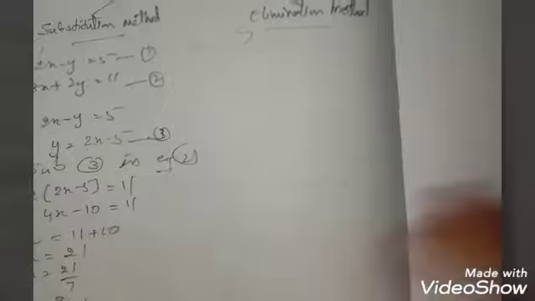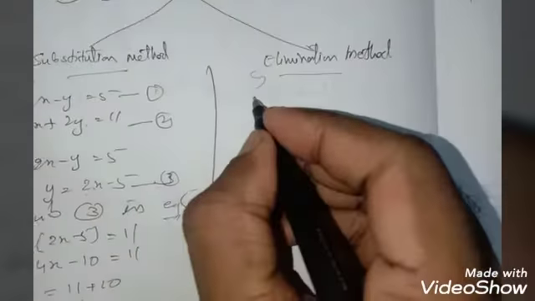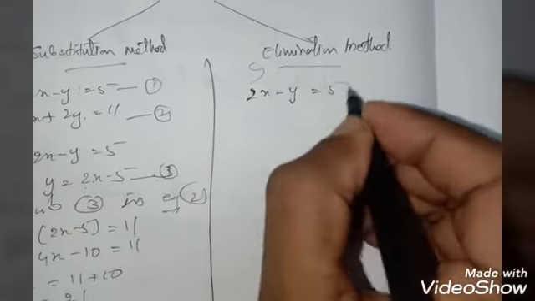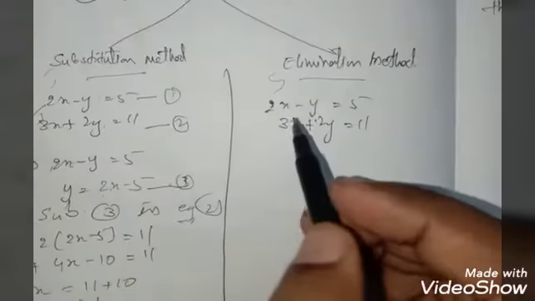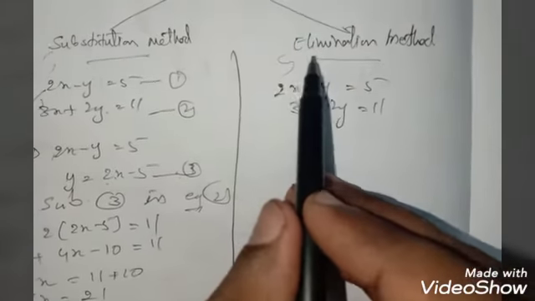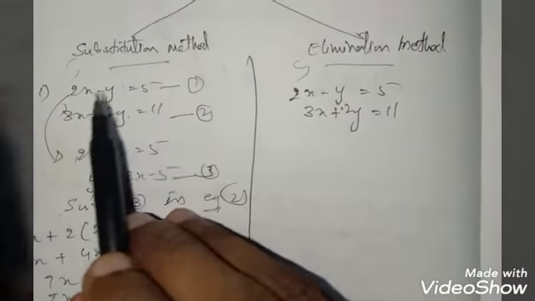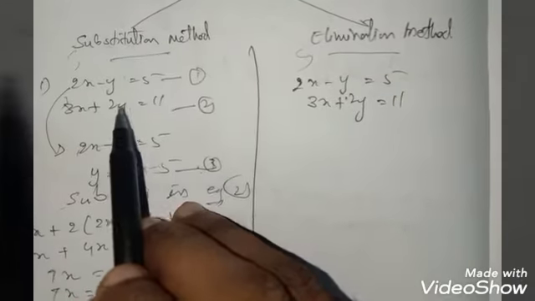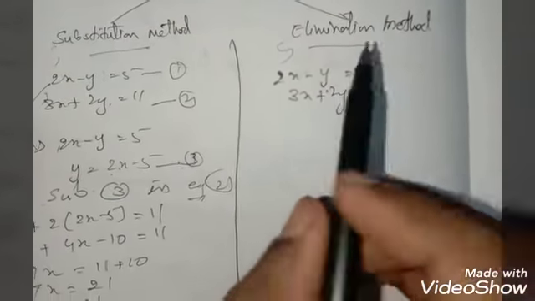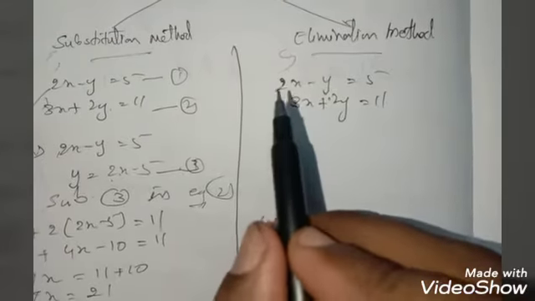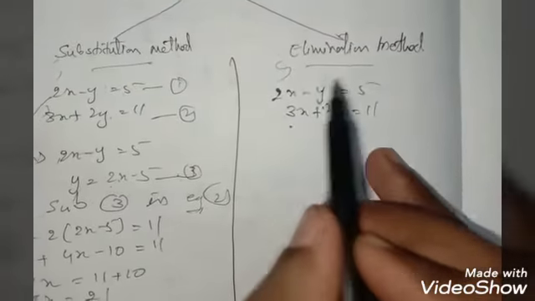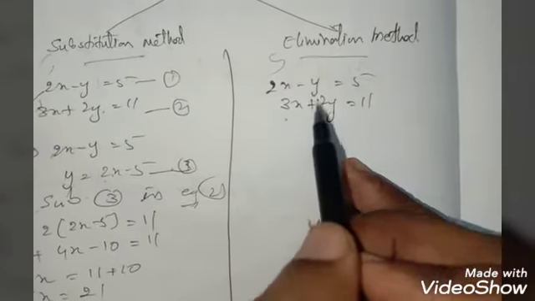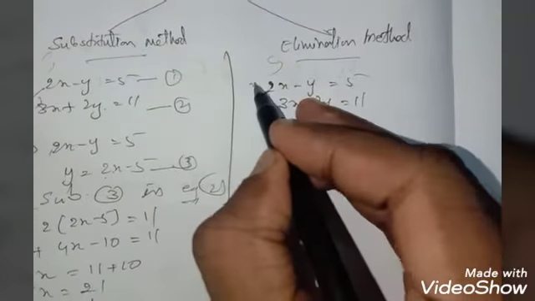With the same problem, we are doing the elimination method. Now how to do the elimination method here? Take the same problem: 2x minus y is equal to 5 and 3x plus 2y is equal to 11. In the substitution method, what we did was convert any one of the equations in either x or y. Here in the elimination method, you have to equalize the coefficient of any one of the variables, either x or y. For me, I can equalize the coefficient of y by multiplying this equation by 2.